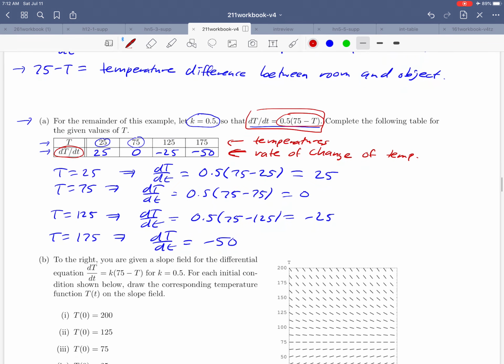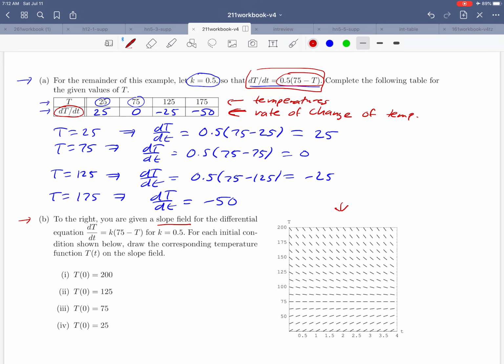So if we scroll down to part B here, we are given what's known as a slope field for the differential equation. That's this picture that we're looking at here. It's a bunch of lines drawn in. And I want to talk about where those lines came from. The slopes that we're seeing in that picture correspond to the numbers that we calculated in the table up here. So take this column in our table, for example. The temperature is 125. In our picture, that number would be right here.